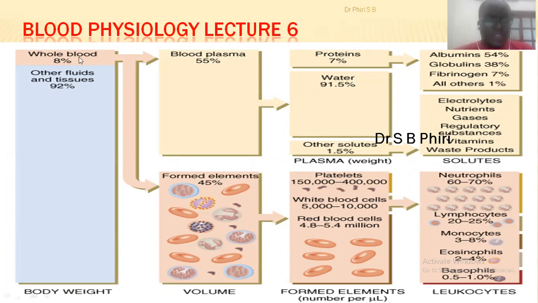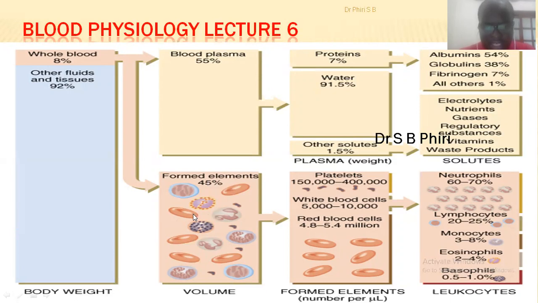The whole blood, we said, is 8% of your body weight, of which this 8% of body weight is divided into plasma and formed elements. So plasma, we said, is 55%, and formed elements is 45%. This question came in your quiz. I hope you got that question correct, because it was a simple one. So you can see the formed elements here, the 45%. It's divided into a number of cells and also platelets.